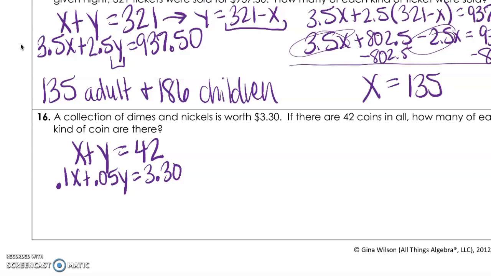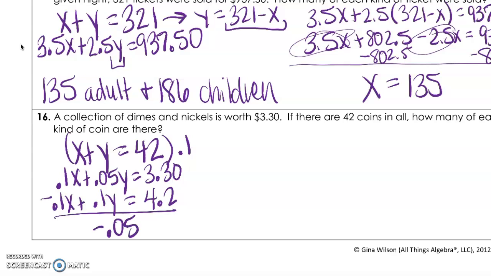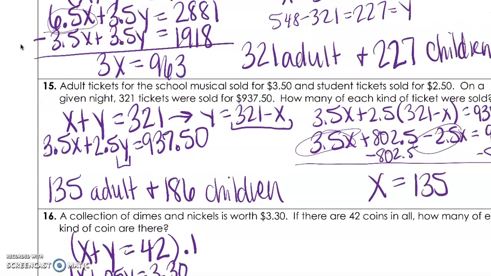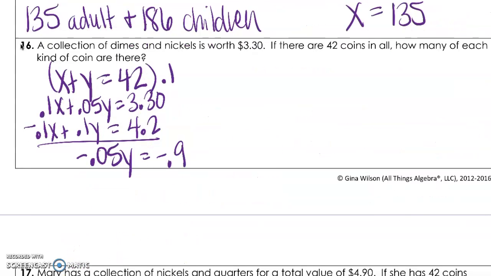So again, I prefer to eliminate. So I'm going to multiply the top by 0.1. I'm going to write that right underneath, and I get 0.1x plus 0.1y is equal to 4.2. So then I need to subtract. Gives me negative 0.05y equals, if I subtract that, I'm going to get negative 0.9. So then I need to divide that by 0.05, and I get 18. Y equals 18.